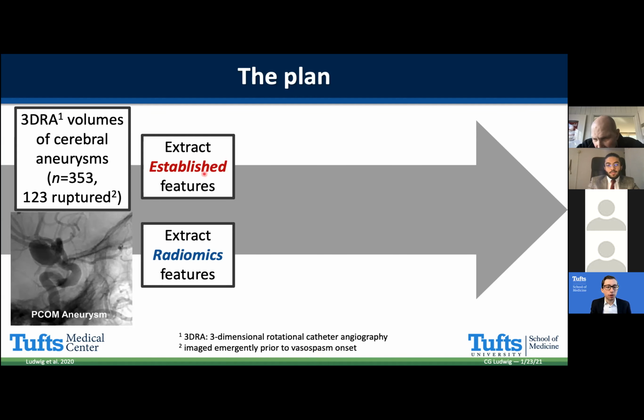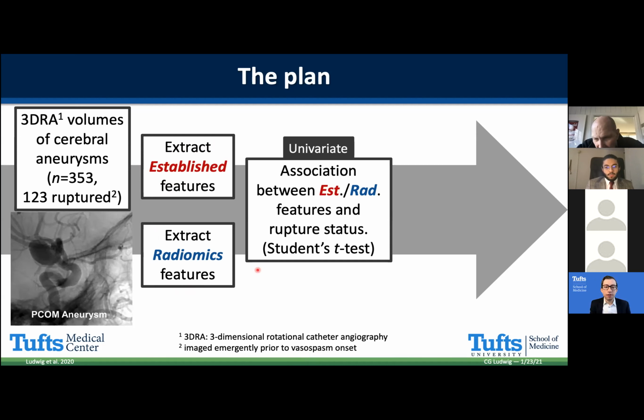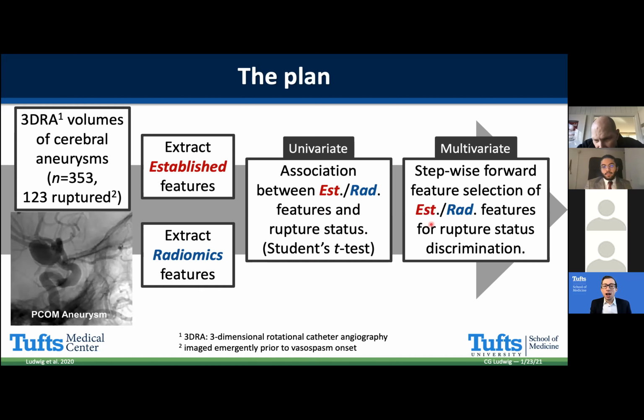Then from each of these 353 aneurysms, I extracted established features. That is, those that have been previously reported on in the literature. And then I extracted shape radiomics features from every single aneurysm. Okay, then for a univariate analysis, I performed a simple student's t-test for the association between established features and rupture status and then the radiomics features and rupture status. And then for a multivariate analysis, I performed stepwise forward feature selection of established and radiomics features separately, each individually, for rupture status discrimination.